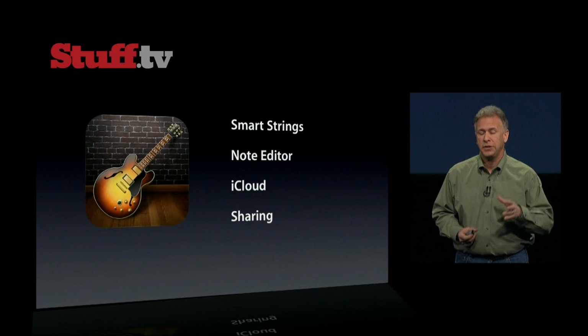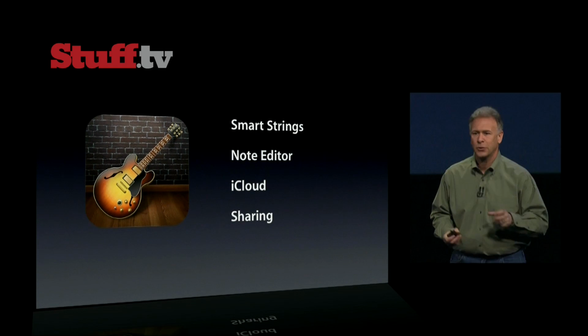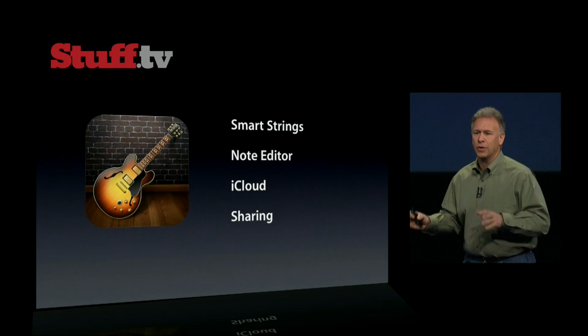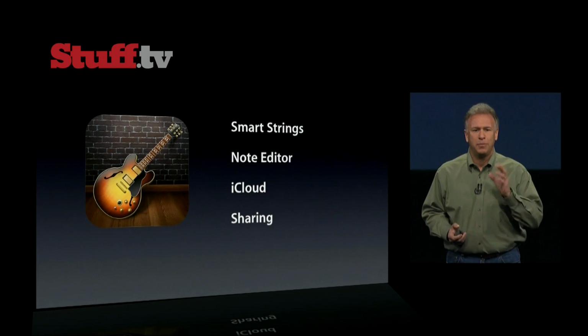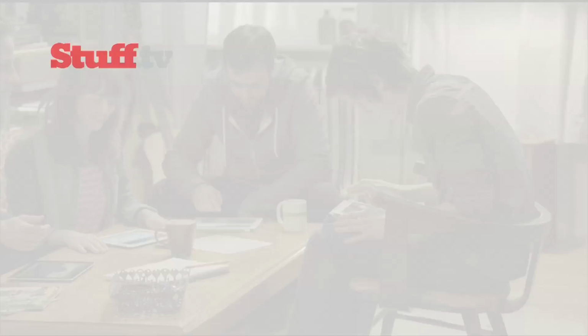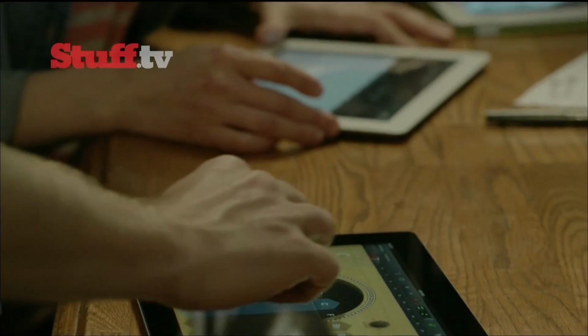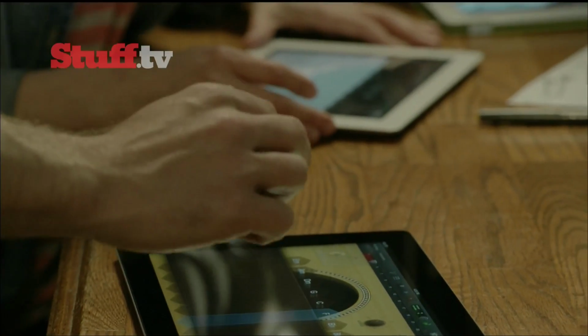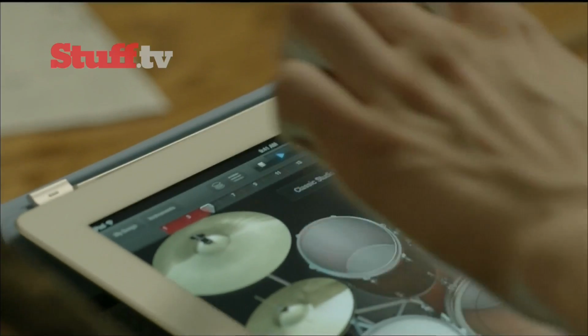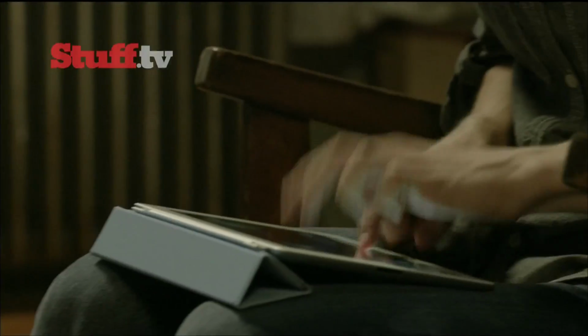GarageBand has a new version. It adds some great new features. Smart strings, so you can have your own string orchestra accompanying your music. But the best new feature is something we call Jam Session. So now up to 4 iOS devices running GarageBand can all play together and at the same time create a new song over Wi-Fi or Bluetooth.